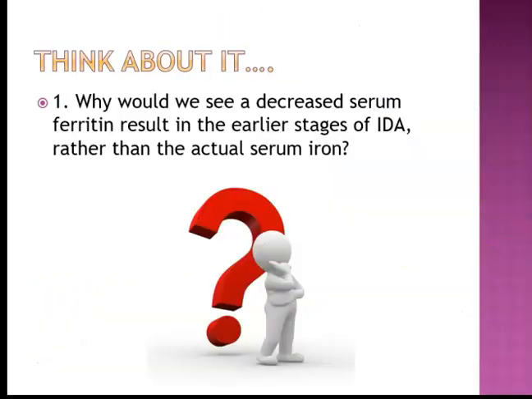So now we have another think about it question. Why would we see a decreased serum ferritin result in the earlier stages of IDA rather than a decreased serum iron? Make sure you pause the video and try to answer it on your own before you go on to the next slide with the answer.